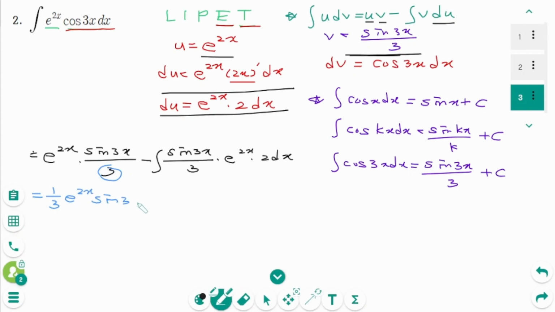sine 3x, minus 2 over 3 the integral of e to the power of 2x sine 3x, then dx.